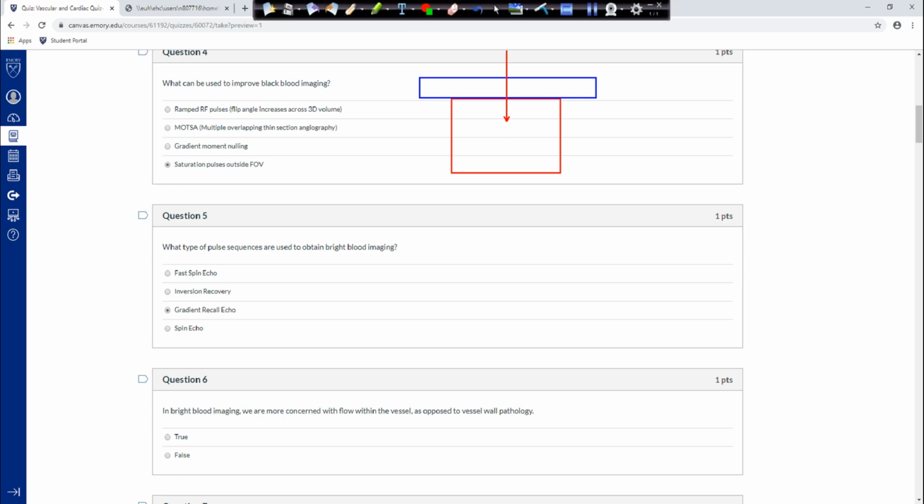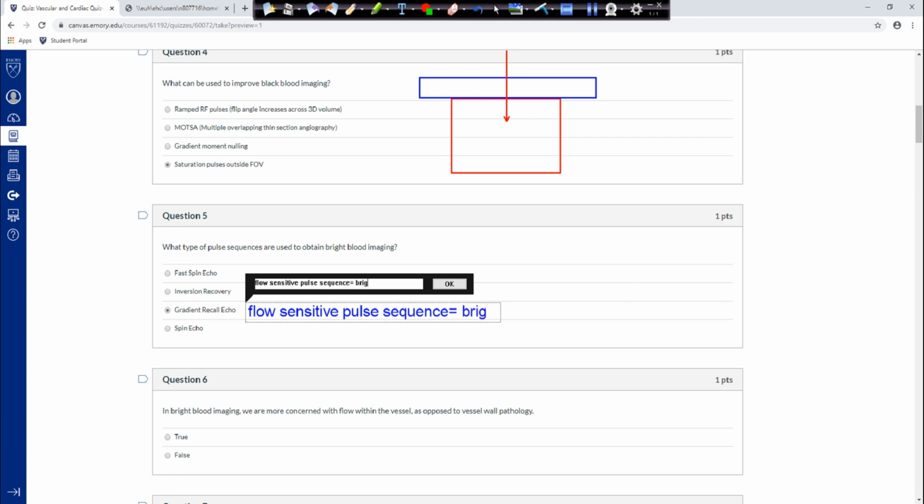What are some other terms to describe a gradient echo pulse sequence? Flow sensitive or flow insensitive? Flow sensitive. So that's a flow sensitive pulse sequence because we have bright blood.